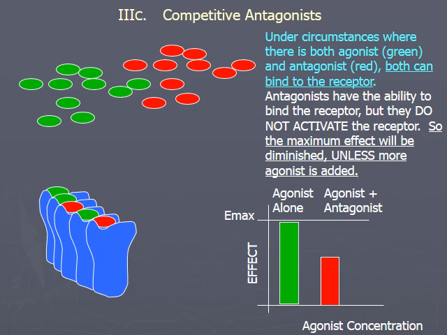Now, let's look at reality when it comes to antagonists. Antagonists, since they don't cause response, are only useful at turning down agonist responses, right?